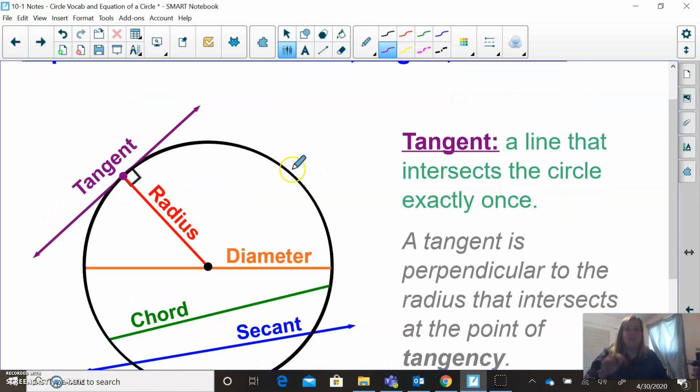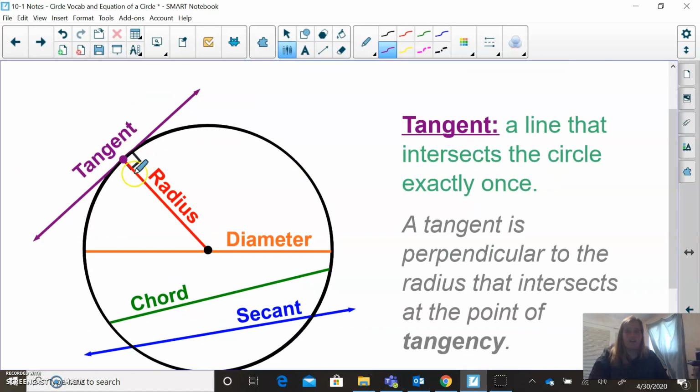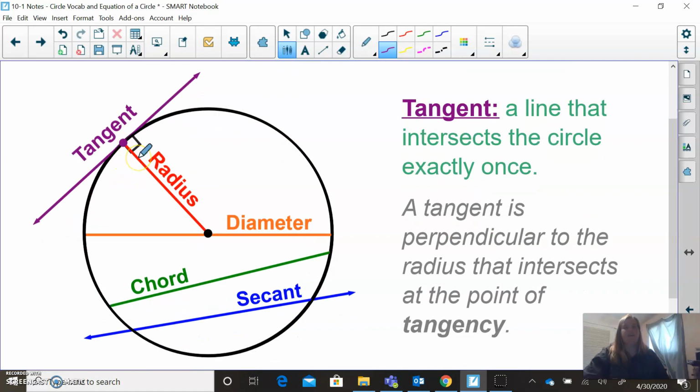Alright, guys. A tangent is a line that intersects the circle in exactly one point. It is going to be the only line that is outside the circle. A tangent is perpendicular to the radius that intersects at the point of tangency. If it's perpendicular, that means it meets at 90 degrees. That's what that little tiny box is. That is where it touches the circle and where it is perpendicular to the radius. That is called the point of tangency. Awesome, guys.